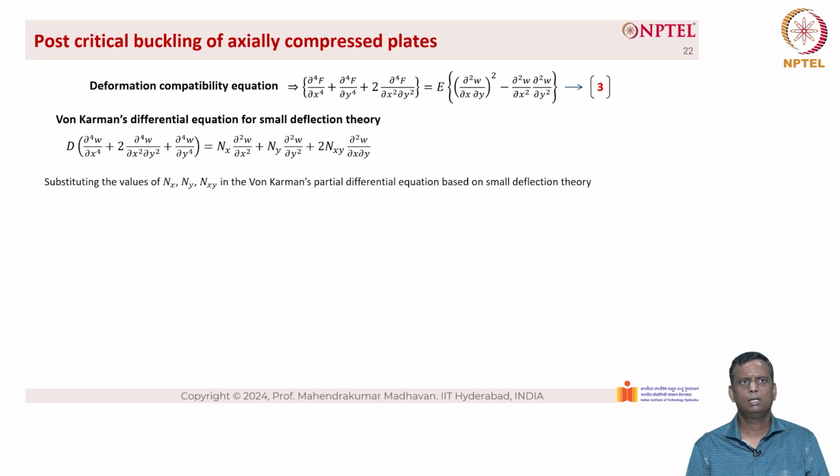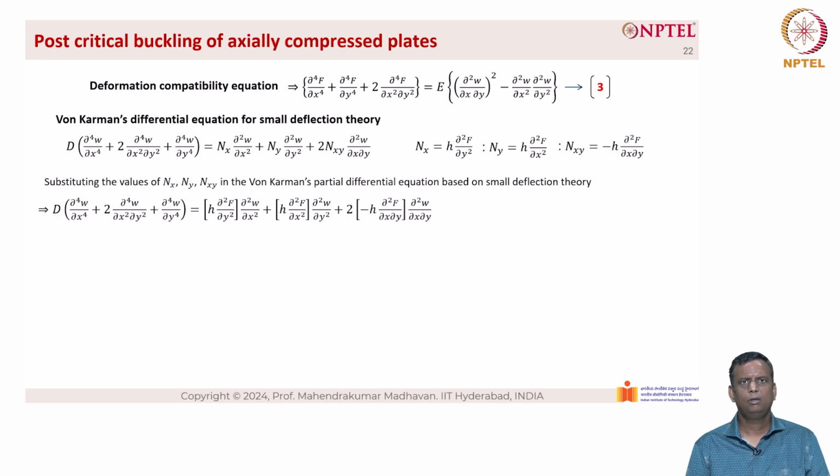Now we substitute the values of Nx, Ny, Nxy in the above equation, where Nx equal to h into ∂²F/∂y², Ny equal to h into ∂²F/∂x², and Nxy equal to minus h into ∂²F/∂x∂y. When we do so, we get this above equation here, and we can further simplify this equation, as you can see here.